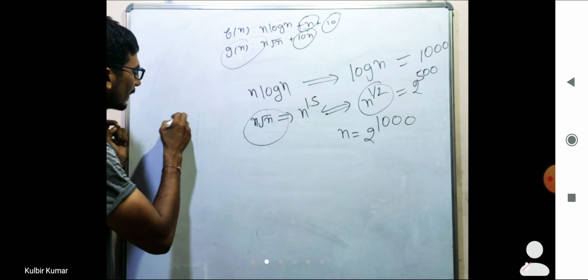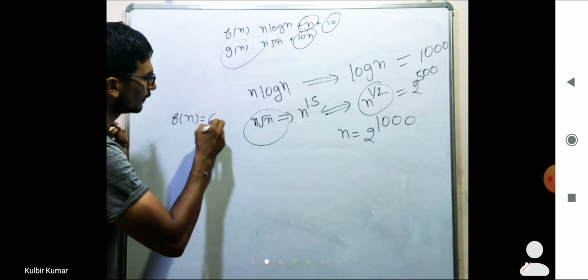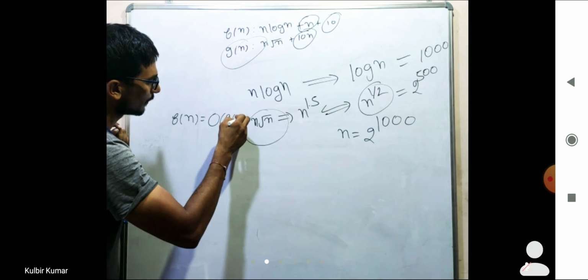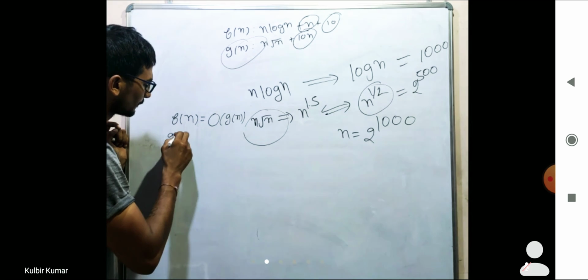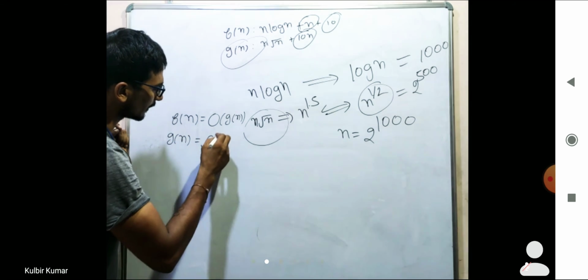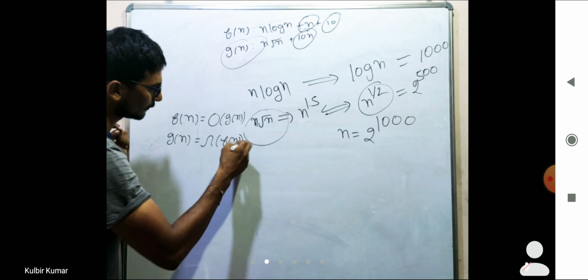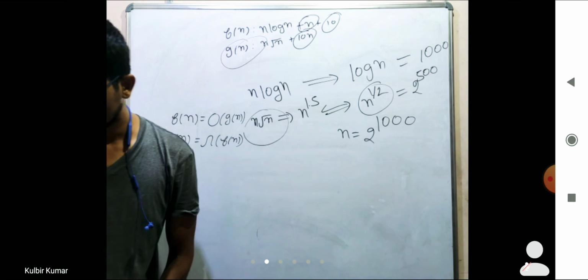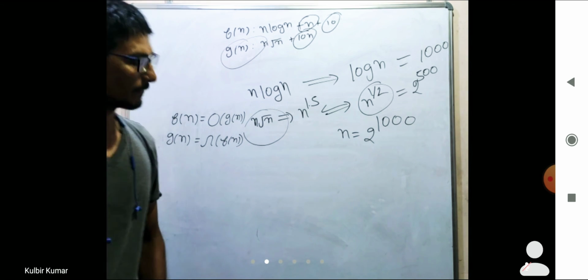So you can write f of n is the order of g of n, or you can write g of n is big omega of f of n. That's it. You can write like this. Okay, so I'm going to repeat this thing.